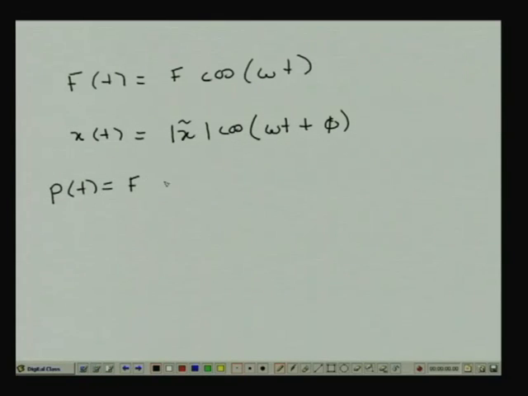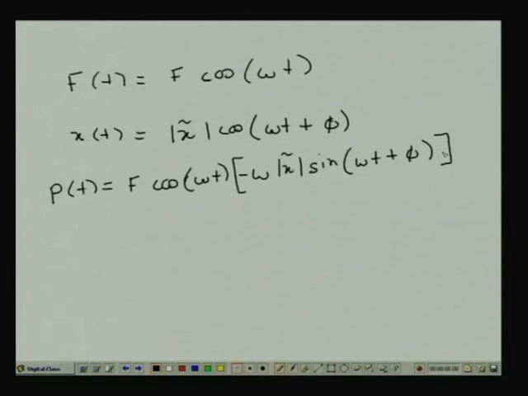Now, when you wish to calculate the instantaneous power P(t), you have to put in this F cos omega t, and multiply it with the derivative of the displacement x(t). When you differentiate x(t), you take the derivative of cos(omega t plus phi), which gives a factor of minus omega, and then you have the mod of x tilde, and sin(omega t plus phi).